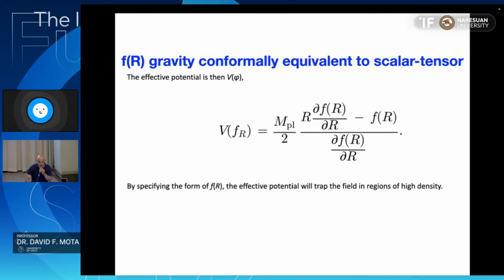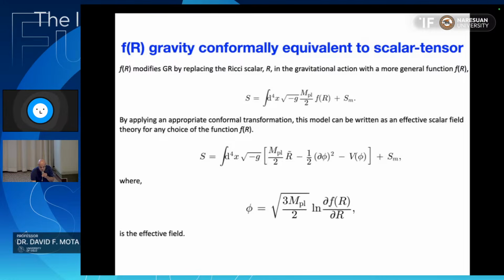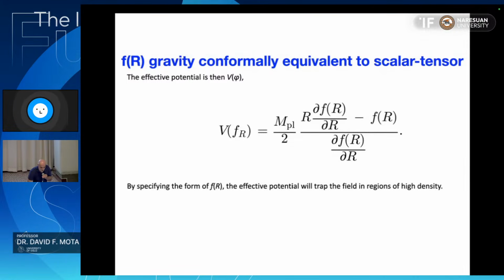And now I've introduced a kinetic term, but I also have to introduce a self-interacting potential. So what does the potential look like? The potential looks like this one. Okay, so it's a bit complicated. But when you do the conformal transformation, that's what you get. You have your self-interacting potential of the scalar field, so that when I'm doing f of R, it is basically given by this one. Some derivative of f of R, some derivative divided, etc.